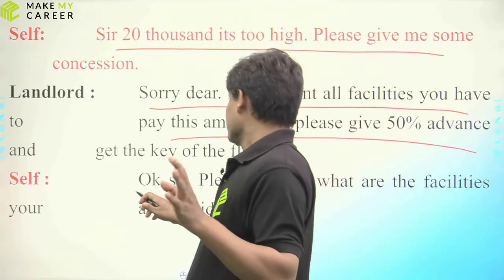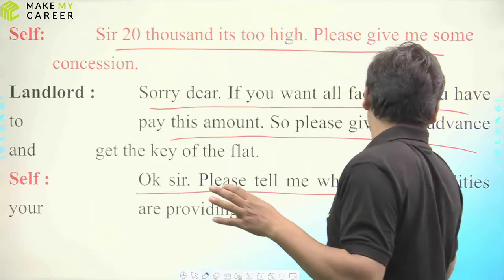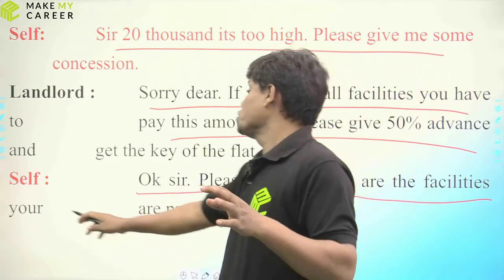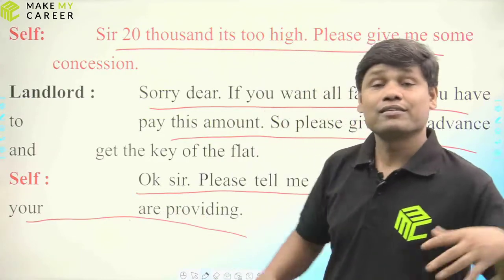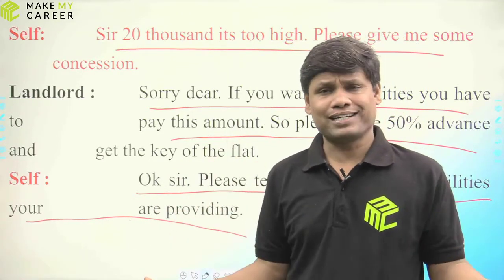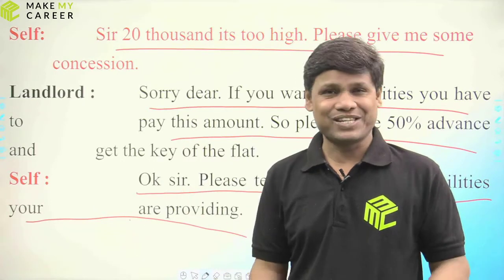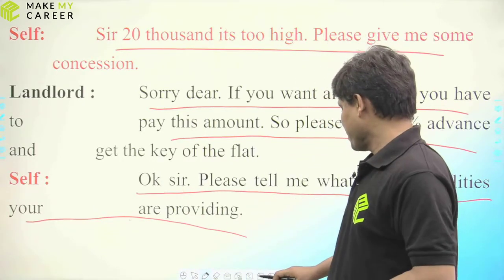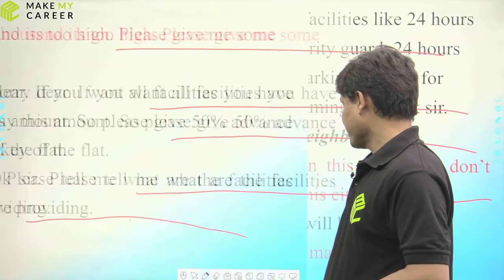Okay, self. Okay, sir. Please tell me what are the facilities you are providing. The tenant asked, okay fine brother, you are taking 20,000, so what are the facilities you are providing? Okay, so tell me brother, what facilities are you giving, right?